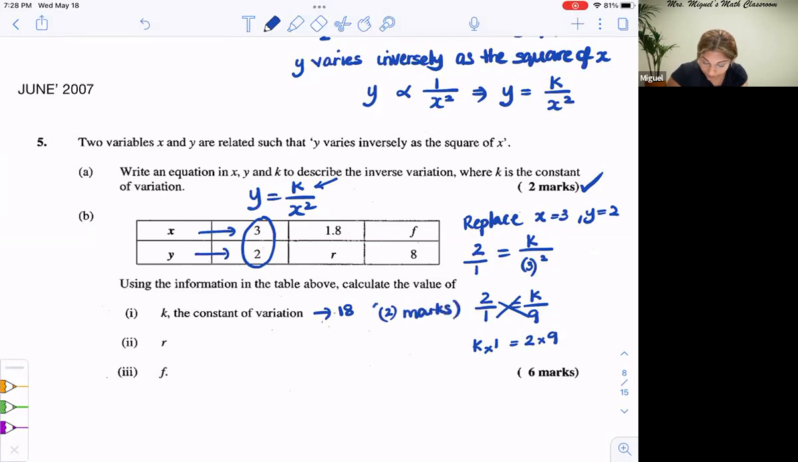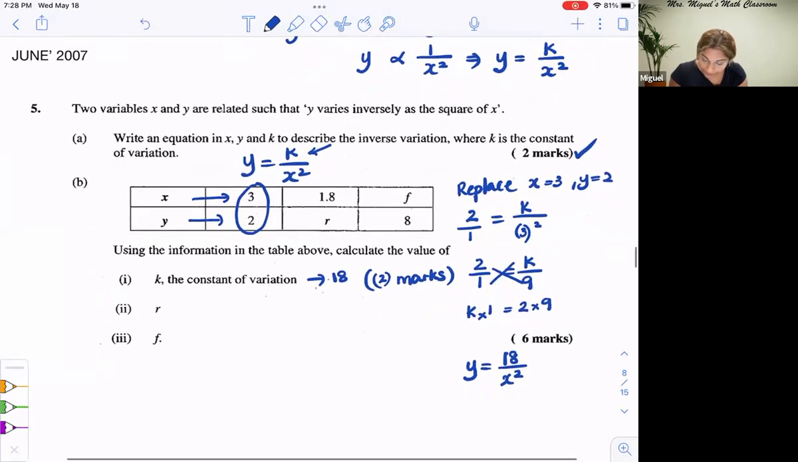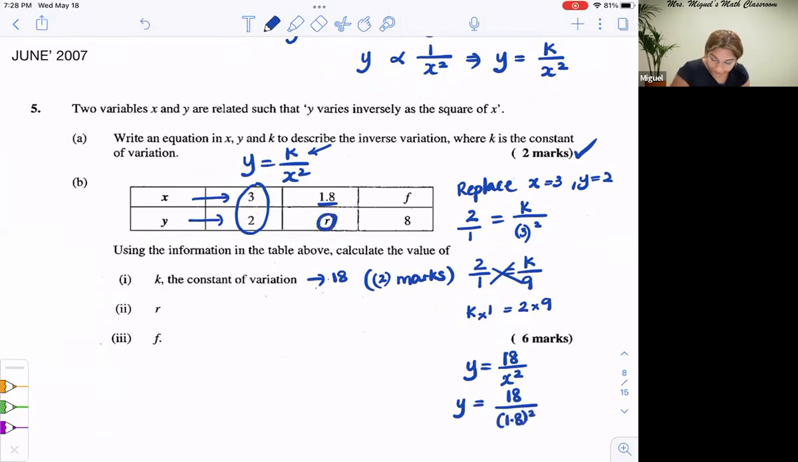Imagine that we have 4 marks so far, right? So the equation is y equal to 18 over x squared. So now you know that x is 1.8. So y is equal to 18 over 1.8 squared. Work it out and find r. 18 divided by 1.8 squared. And it could give you an answer to 1 decimal place.